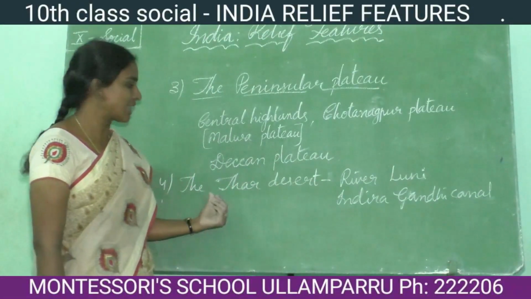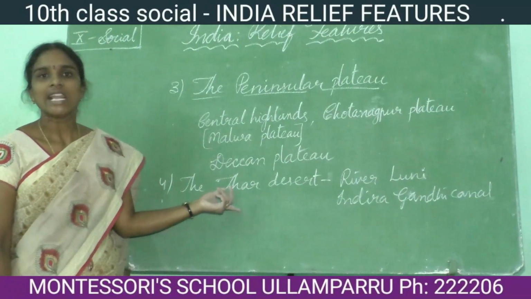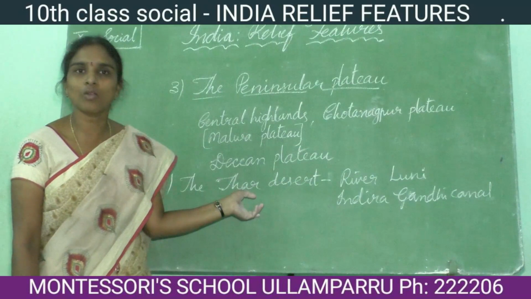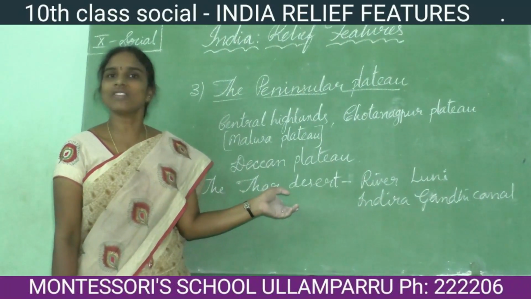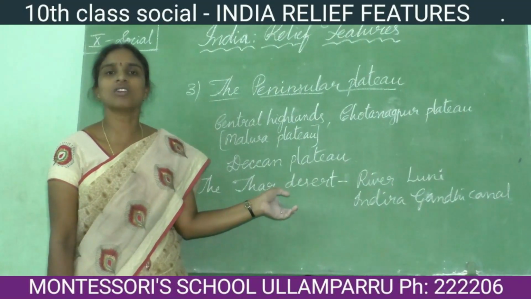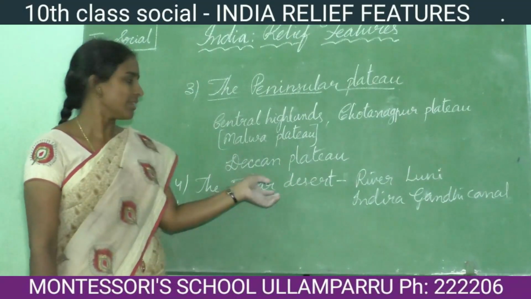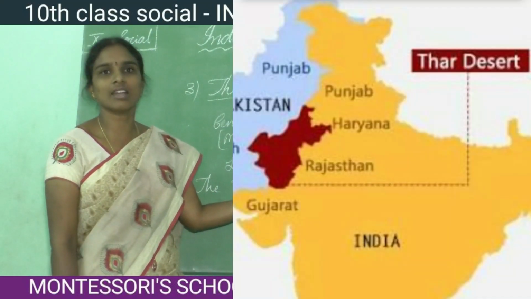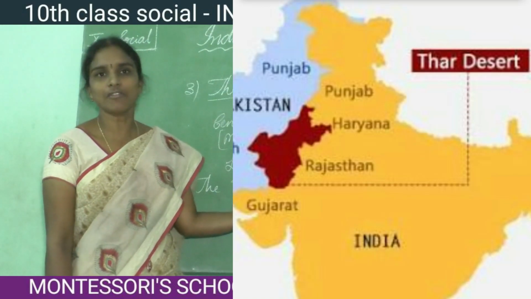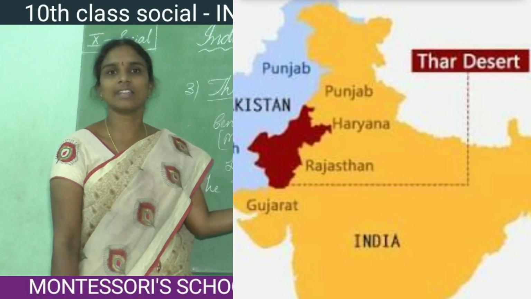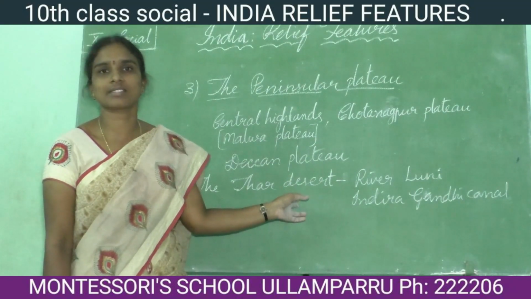So next, the Thar Desert. Where is the Thar Desert? The Thar Desert is on the leeward side of the Aravalli Mountains. It comes in the northwestern part of India, mostly in the state of Rajasthan. Here the Thar Desert is a place of sandy soil, and we know that the rainfall is very less. In the desert region the annual rainfall is only 100 to 150 millimeters.